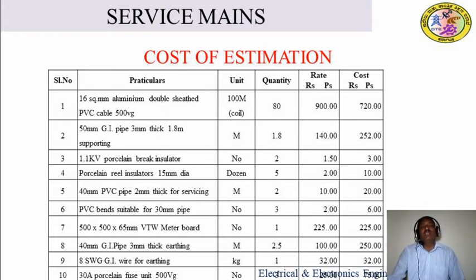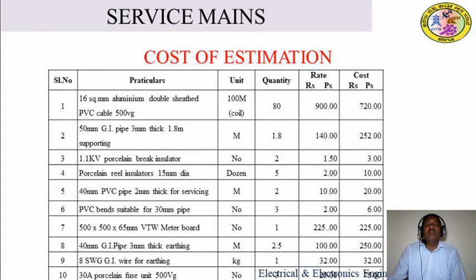Next, 50 mm GI pipe, 3 mm thickness, 1.8 meter for supporting is required. It is available in the market by the meter. How much is required? 1.8 meter is required. The cost per meter is 140, so the total cost should be 252 rupees. Next, 1.1 kV porcelain shackle insulator. It is available in the market by number. How many? 2 numbers. The rate of the insulator is 1.5 each, so the total amount should be 3 rupees.